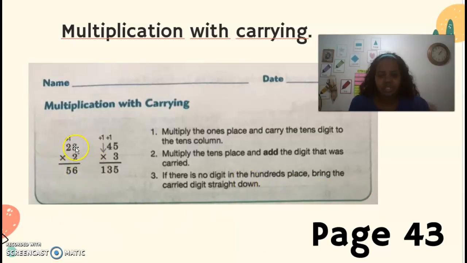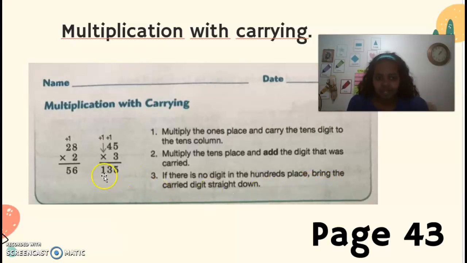Example number 1 is this one. Here we have 2 times 28. What are we going to do here? First, we're going to read the instructions. Multiply the ones place and carry the tens digit to the tens column. Then we are going to multiply the tens place and add the digit that was carried. If there is no digit in the hundreds place, bring the carried digit straight down.